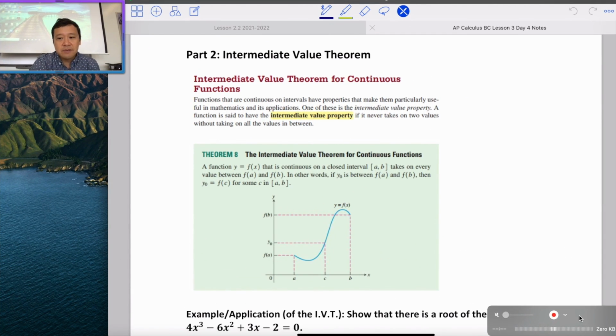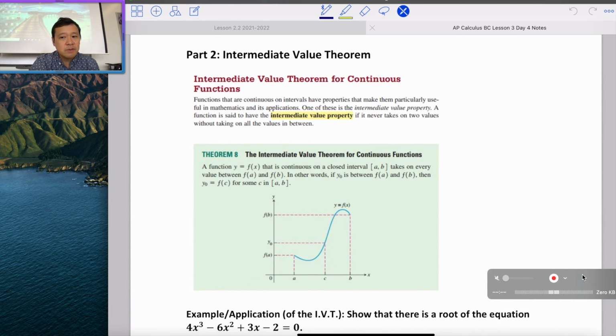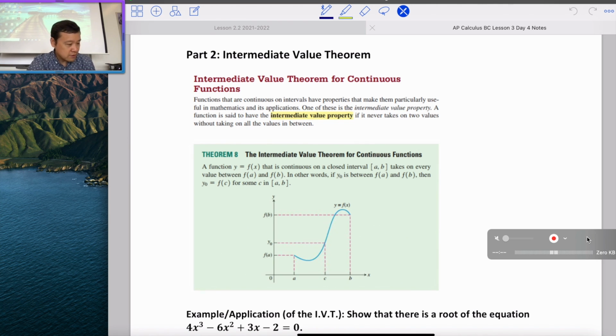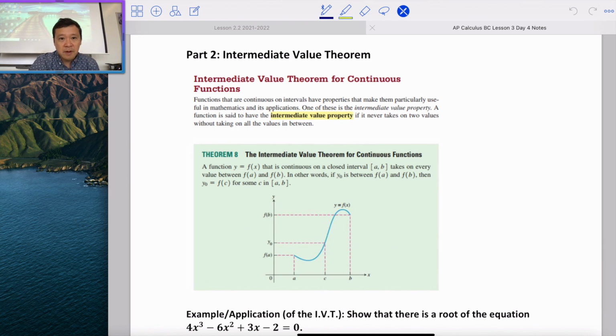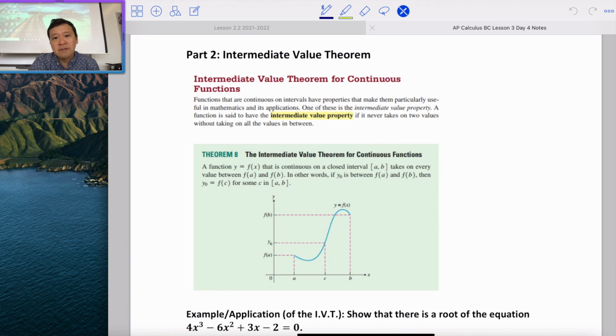Class, here's the last part of today's lesson. It's known as the intermediate value theorem, or simply the IVT. IVT is again one application of the concept of continuity. Functions that are continuous on intervals have properties that make them particularly useful in mathematics and its applications. One of these is called the intermediate value property. A function is said to have the intermediate value property if it never takes on two values without taking on all the values in between.